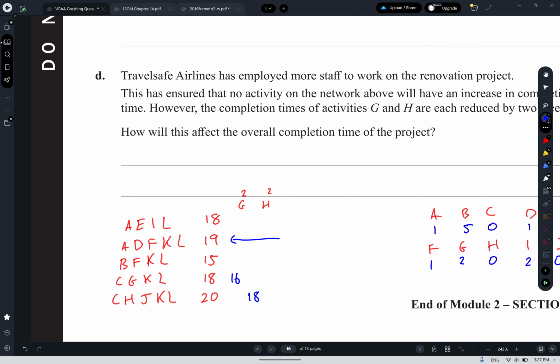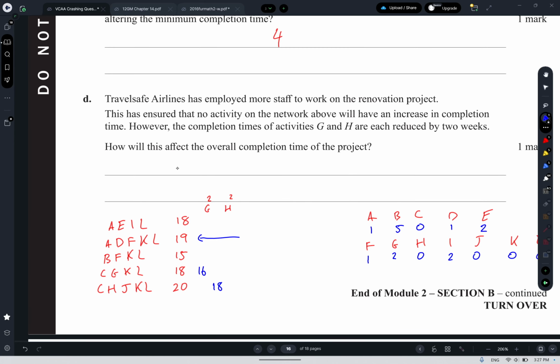So reducing both G and H by 2, it will reduce the length of the critical path by 1 week. So certainly very tricky, but again, helps to know and have them all written out like this.